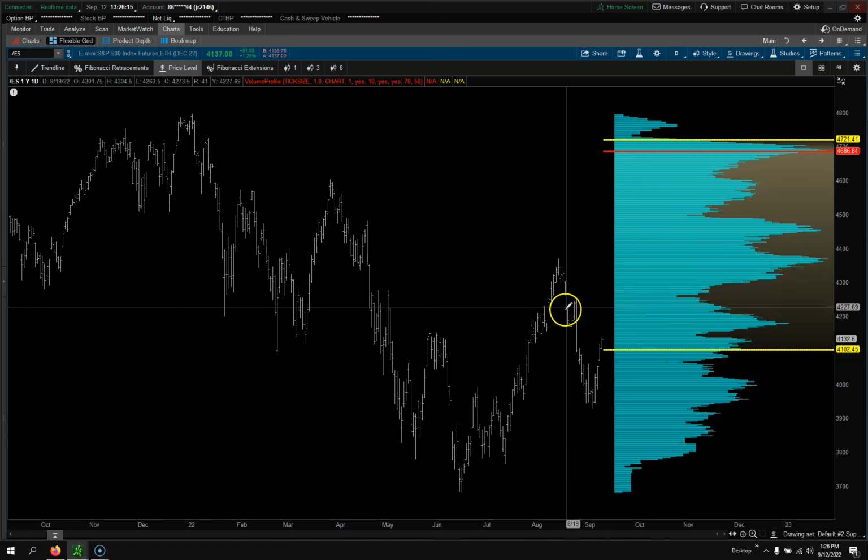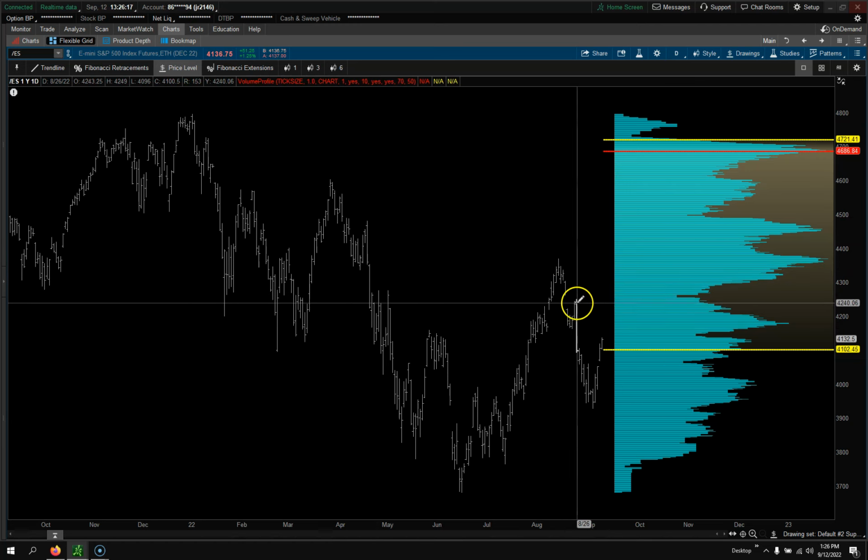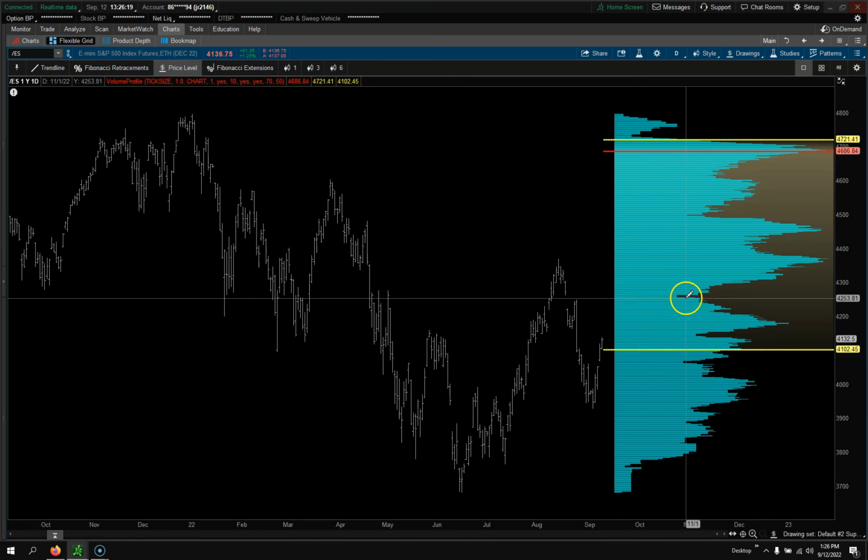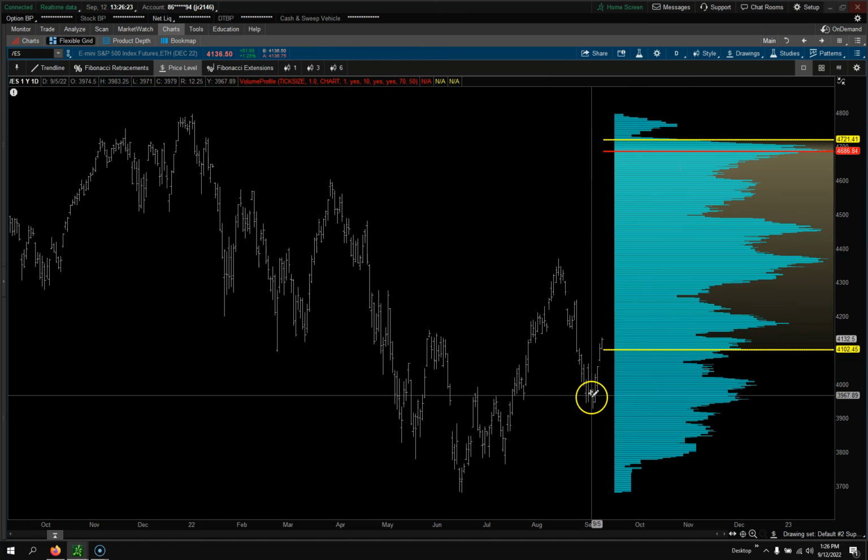But then on the way down, we kind of gap lower. And then on the rally right back up to it, guess where it stops? Exactly at the low volume node. And then it reverses and has a downfall.